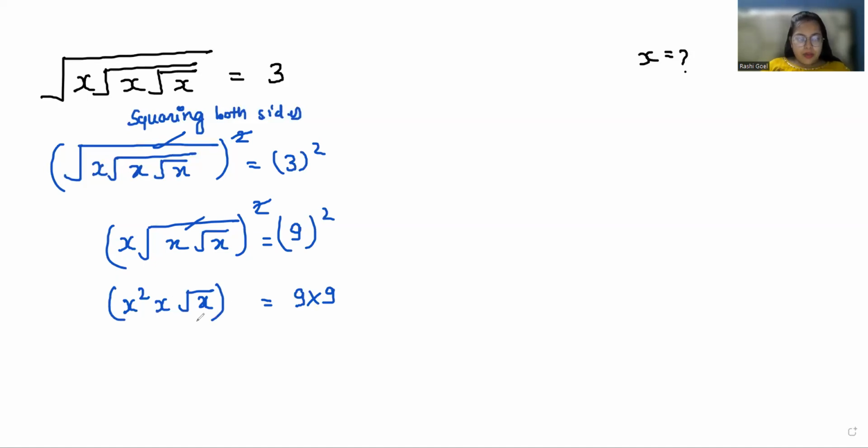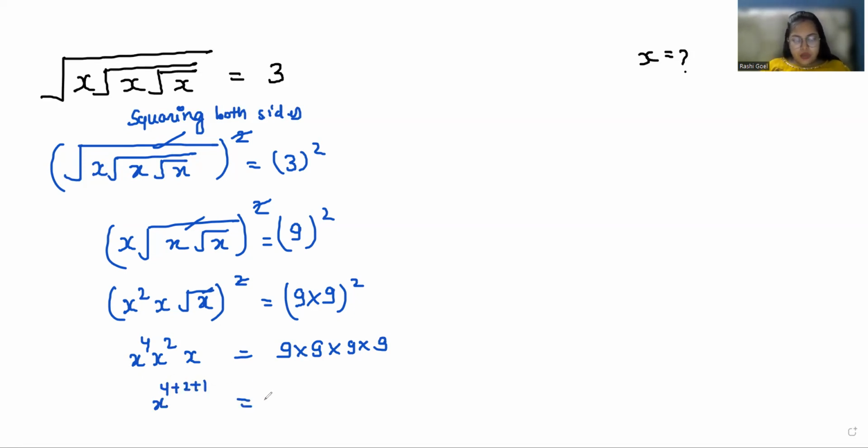Again I am squaring both sides. So it becomes x to the power 4, x to the power 2, and this square root eliminates. 9 times 9 times 9 times 9. Now we can add all the powers. 4 plus 2 plus 1 is equal to 9.